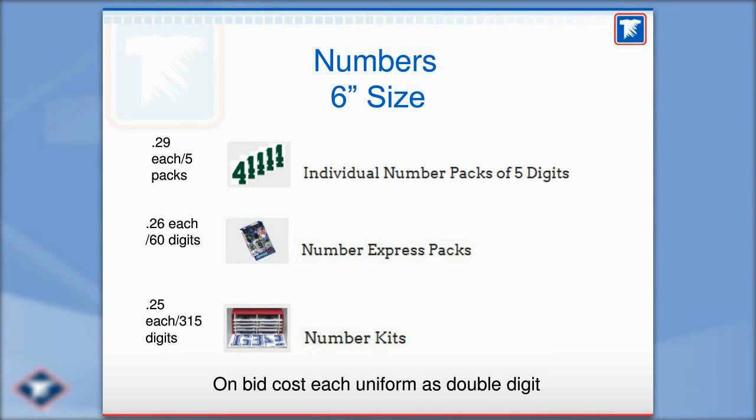So the way to handle it is just assume that every single uniform on the league is going to be double digit. First of all, you got a pretty good shot of that happening anyway, especially if they don't do sequential numbers. But second of all, it's not that big of a price difference in the end. We're only talking about between 30 and 25 cents if it's a 6-inch number difference. So quoting and bidding each one as a double digit, that's the safest way to save yourself the money.